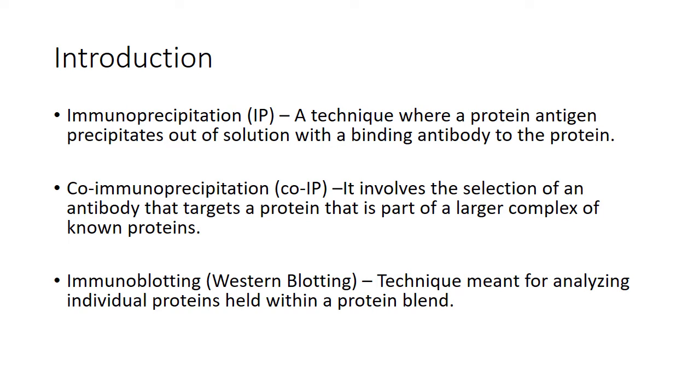Immunoprecipitation involving the interaction of protein complexes is referred to as co-immunoprecipitation, also known as co-IP. Co-IP works by selecting an antibody that targets a known protein that is a member of a larger complex of proteins. Targeting this known member with an antibody makes it possible to pull the entire protein complex out of a solution and thereby identify the unknown members of the complex.